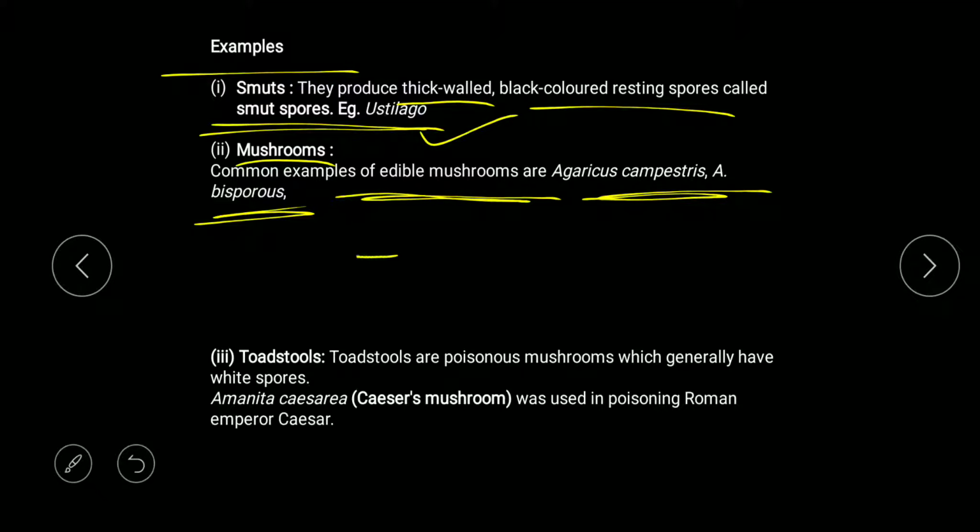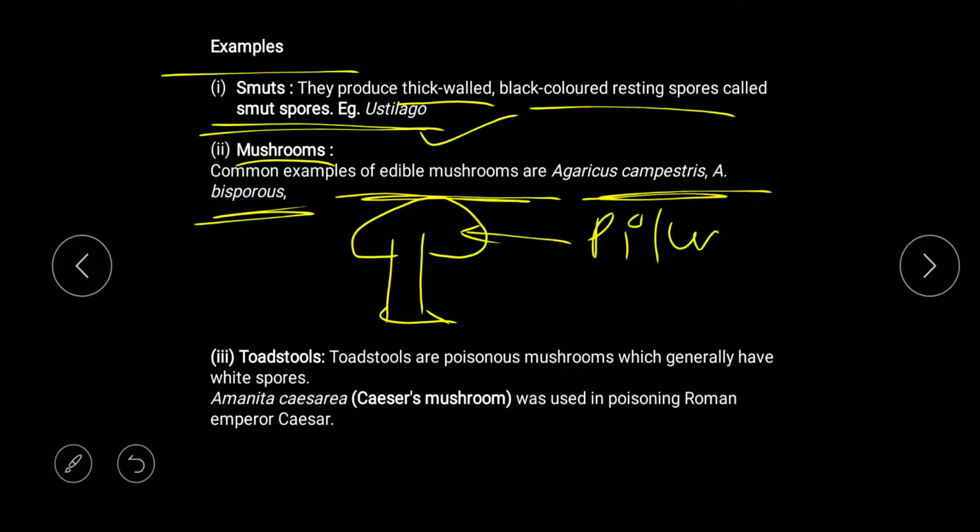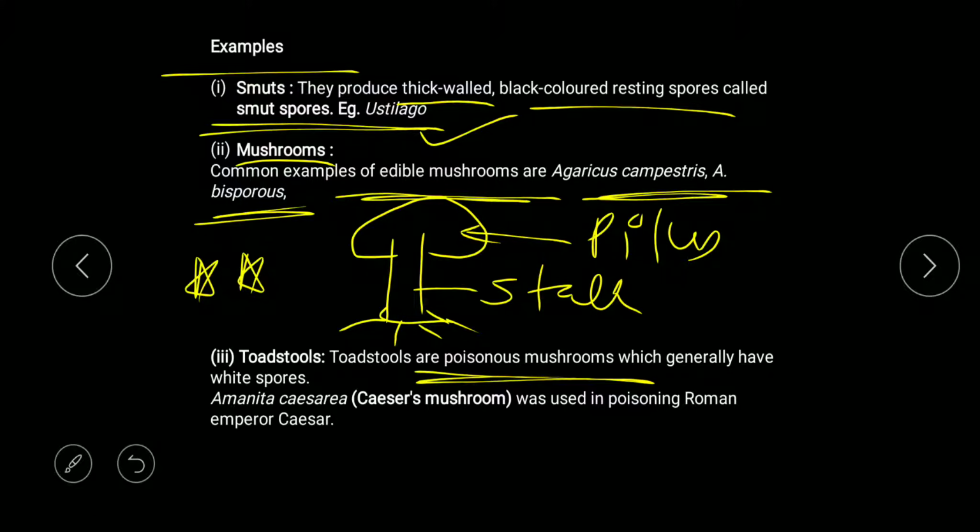And in a mushroom, you might have seen such a type of fruiting body in which there is the pileus, and this is the stalk, and they have some thread-like structures which are known as rhizomorphs. Okay, so please see this diagram which is given in NCERT. The labeling of this diagram is important with respect to NCERT. Next, some of the poisonous mushrooms. The edible mushroom is Agaricus campestris, but there are some poisonous mushrooms. They are known as toadstools.